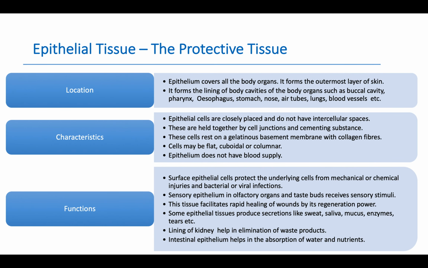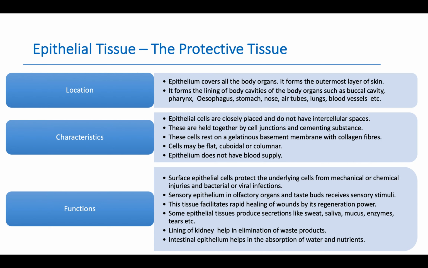Epithelial tissue, the protective tissue. Location of epithelial tissue. Epithelium covers all the body organs. It forms the outermost layer of skin. It forms the lining of body cavities of the body organs such as buccal cavity, pharynx, esophagus, stomach, nose, air tubes, lungs, blood vessels, etc.